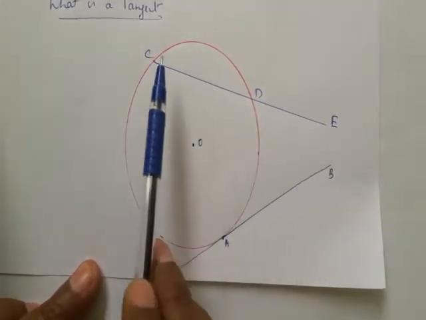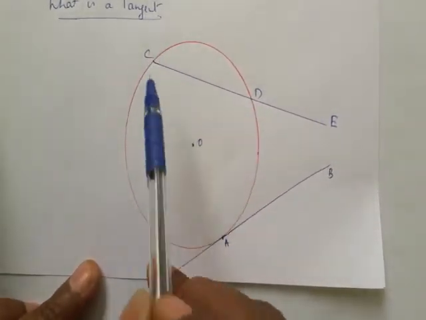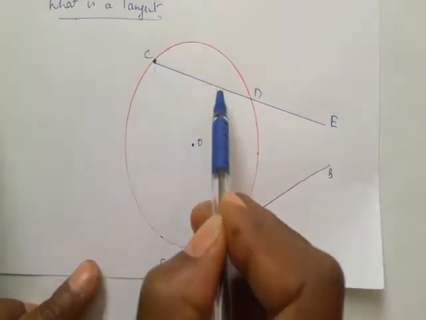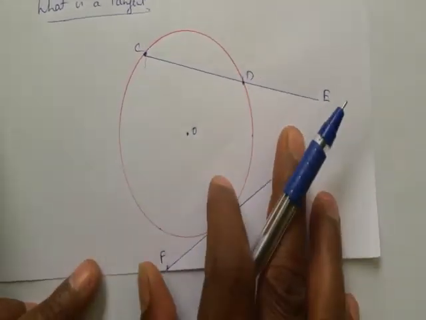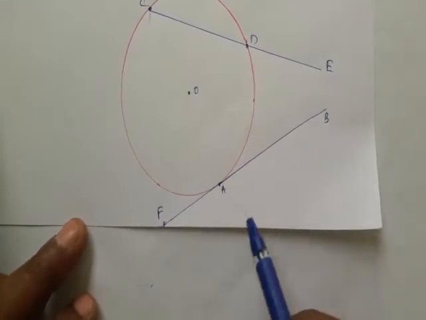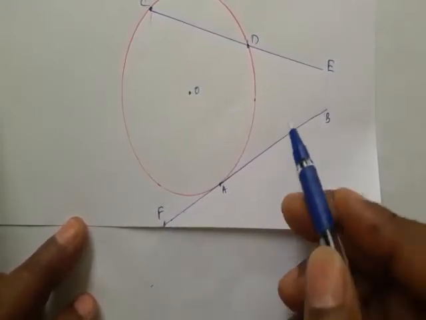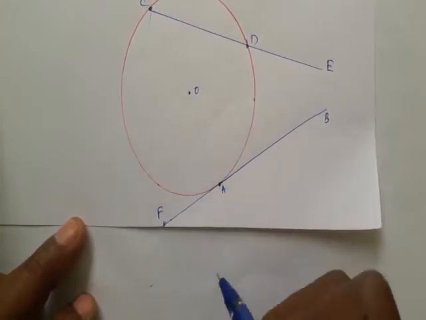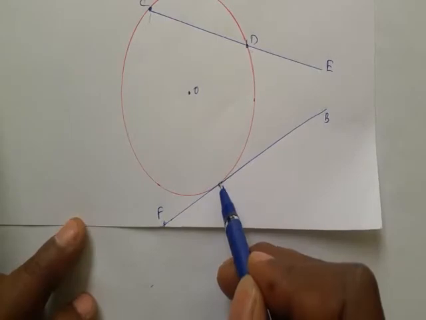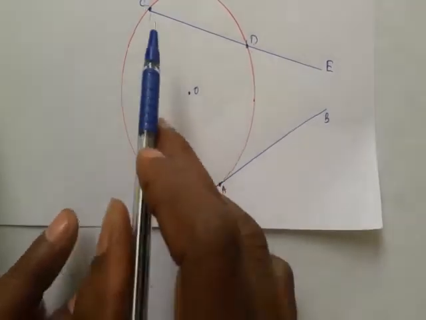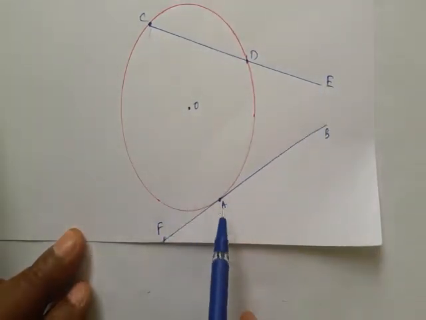This straight line touches the circle at 2 points. Look at here 1 and here 1. So this line touches the circle at 2 points. Let us come to the FAB line. FAB line is also a straight line, but this line touches the circle at only 1 point. Look at FAB, this FB line touches the circle only at A, but the CE line touches the circle at 2 points, C and D, here just 1 point.